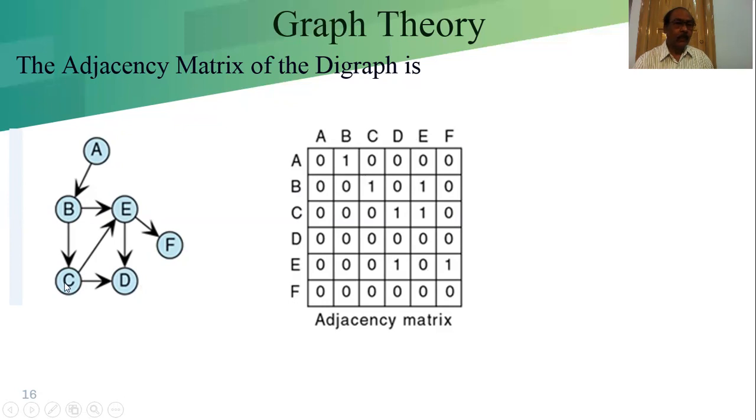Now from C, an edge is directed from C to E and C to D, 1, 1. Edges are directed from E to D and E to F.